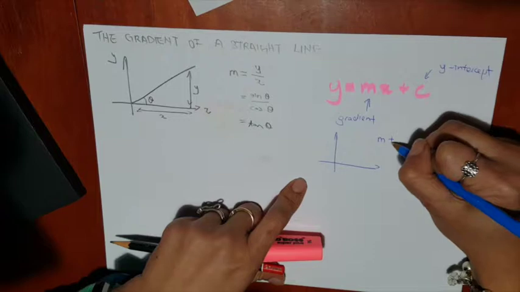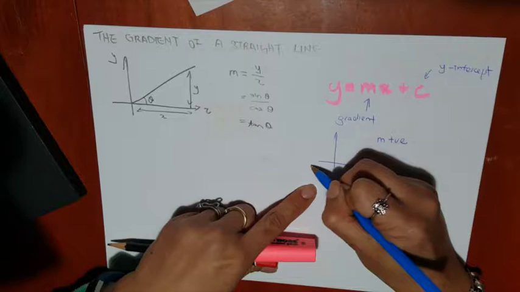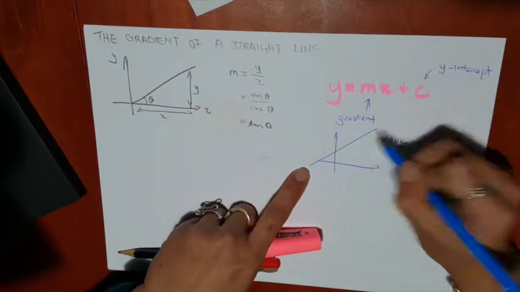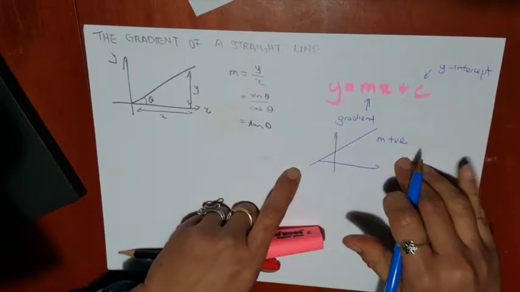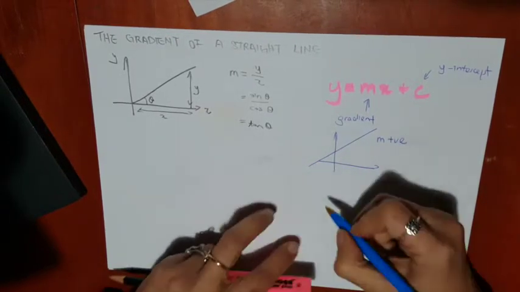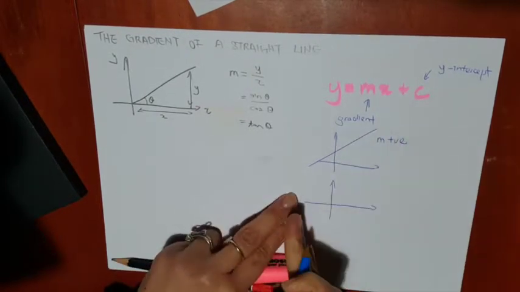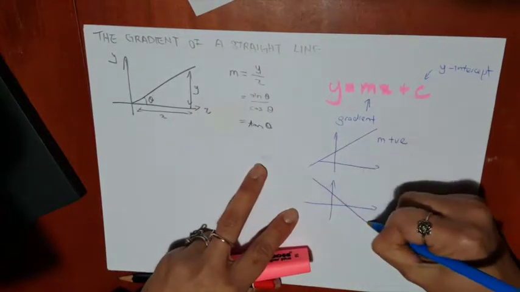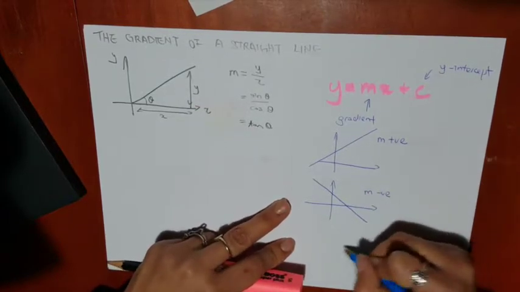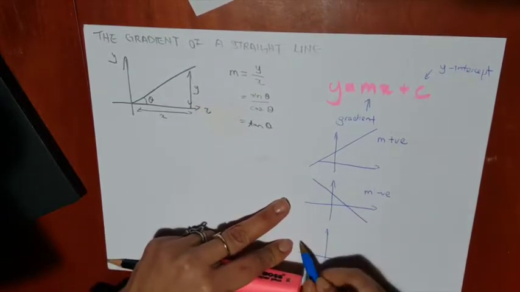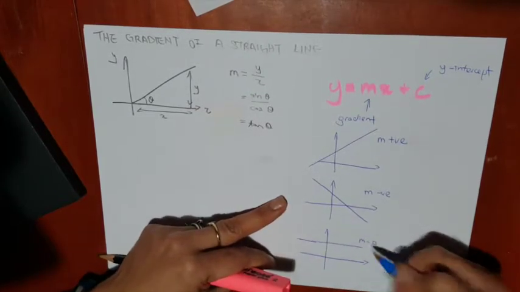We also learned previously that when the gradient is positive, it goes up. It's a line that goes up this way. If you look from left to right, it is going up. So this is when the gradient is positive. What about when the gradient is negative? When the gradient is negative, from left to right, it's going down. So this is when the gradient is negative. What about when it's flat like this? That's when the gradient is 0.